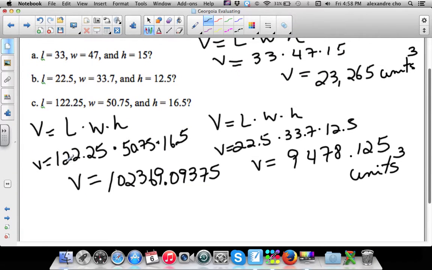Okay, so by rounding this to the nearest hundredth, you want to cut it right here, right between the 9 and 3, and you get 102,369.09, and that 3 is not going to make that 9 go any higher, so it's just going to remain 0.09 units cubed.